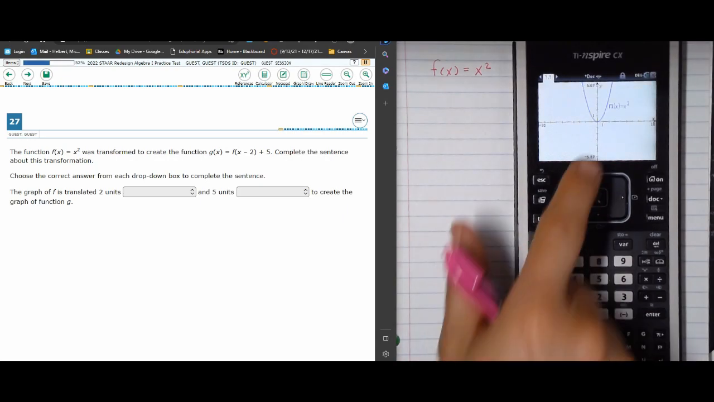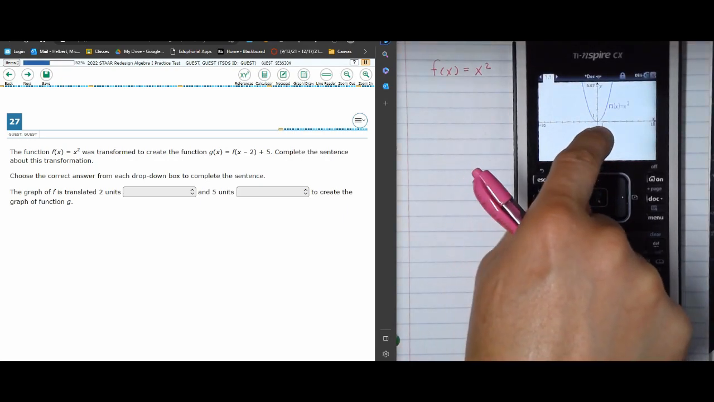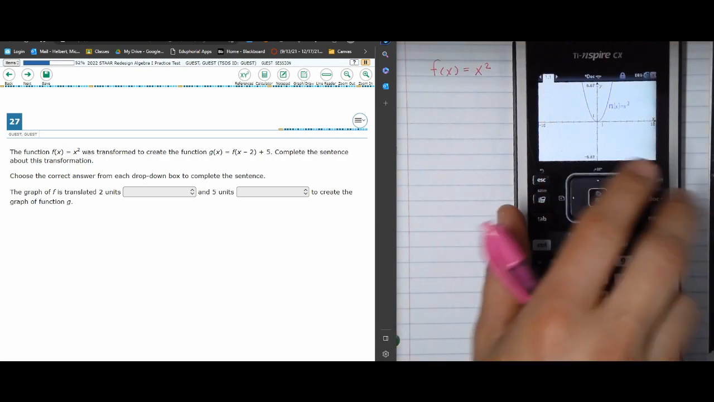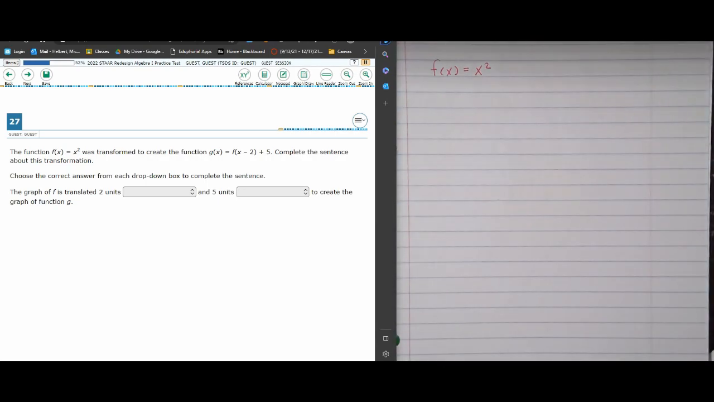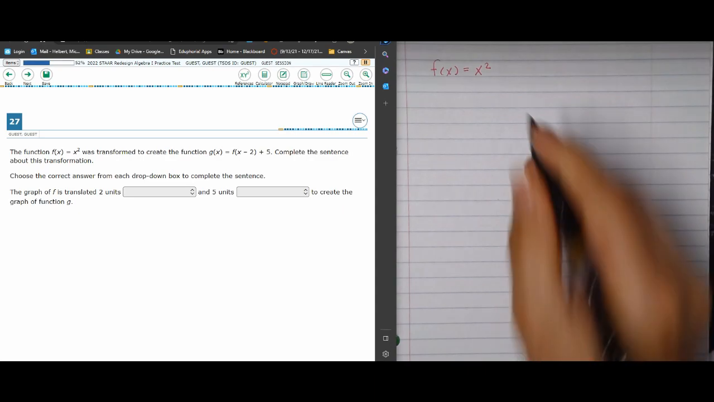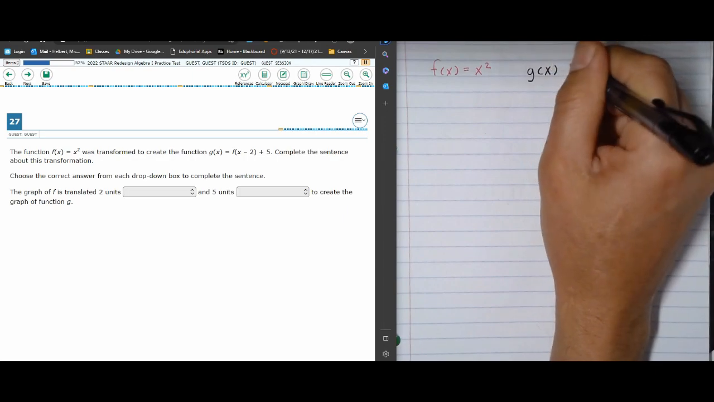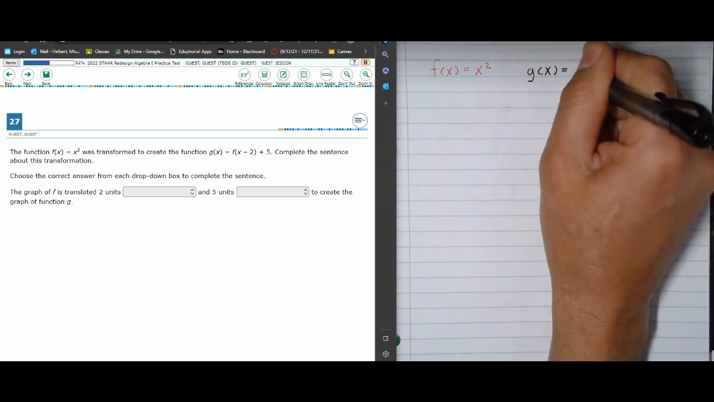So this is our parent function, right? We have a parabola that goes through the origin, and has (1, 0). So what we're going to do is modify it, because it says it was transformed. But before we try to modify this, let's look and see what they said actually happened. They said that it was transformed to g of x is equal to f.